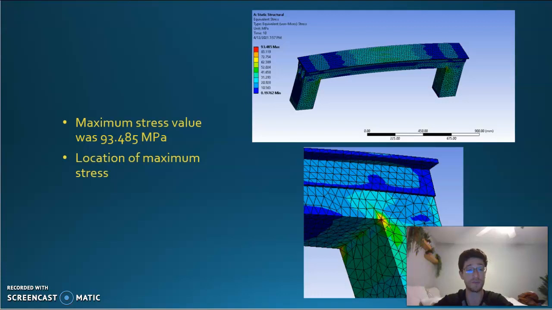One thing I found interesting was the fact that the maximum stress was not at the front of the bar where the load was applied, but actually at the spot where the support would attach to the bar. As you can see, it's almost a right angle. So it was interesting to see that that was the spot that suffered the largest amount of stress.